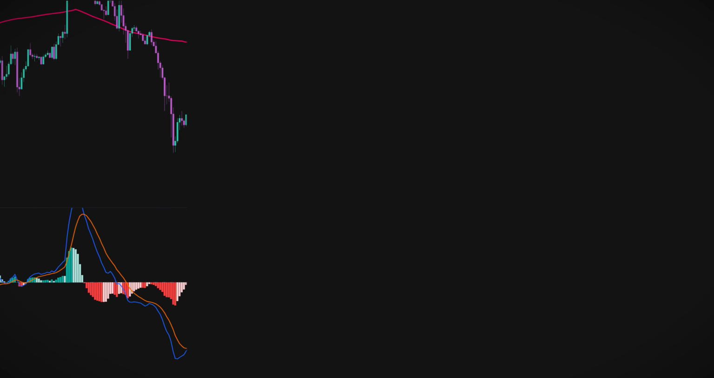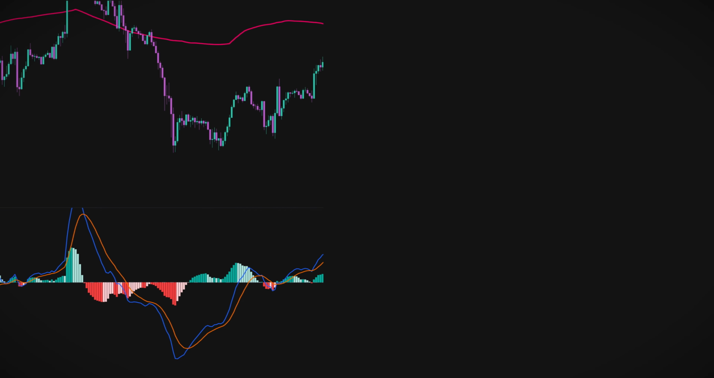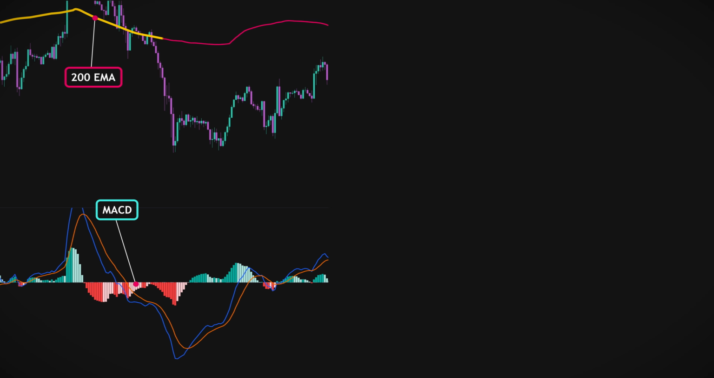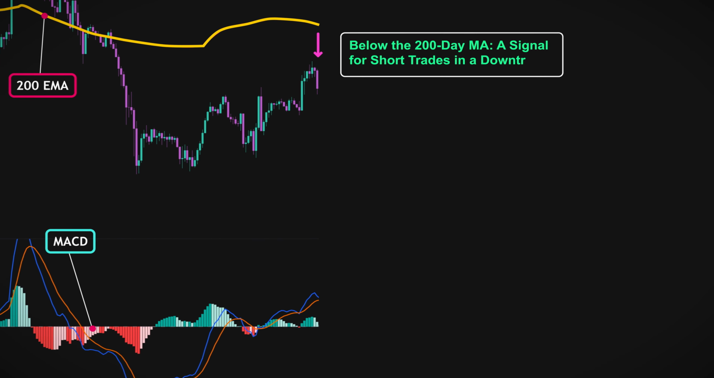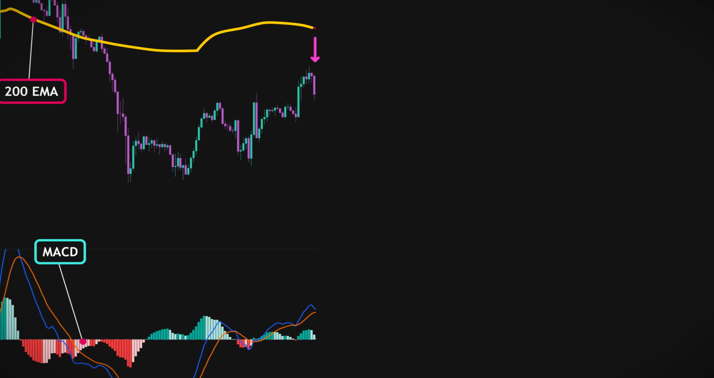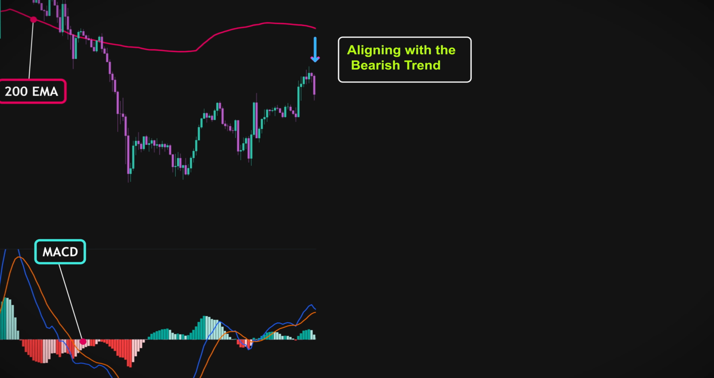The MACD sell strategy is a simple approach for entering short trades during a downtrend with strong momentum. By combining the MACD indicator with the 200-day moving average, it helps improve accuracy and filter out false signals. Start by identifying the market trend using the 200-day moving average. If the price is below it, the market is in a downtrend, making it suitable for short trades. Ensure the price stays below the 200-day moving average to align with the bearish trend.